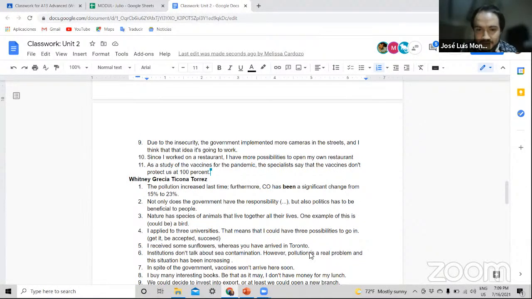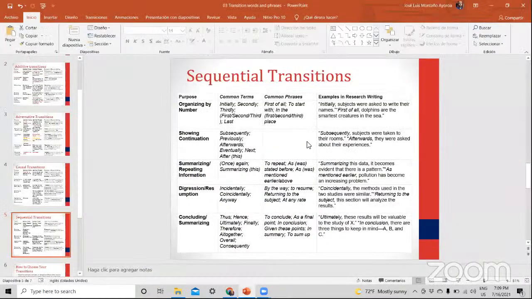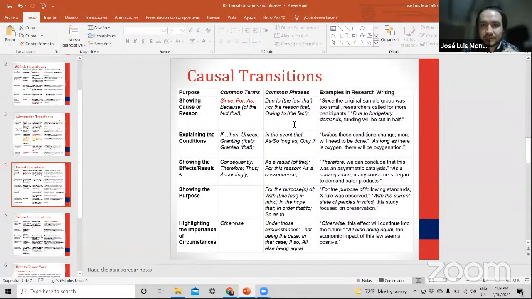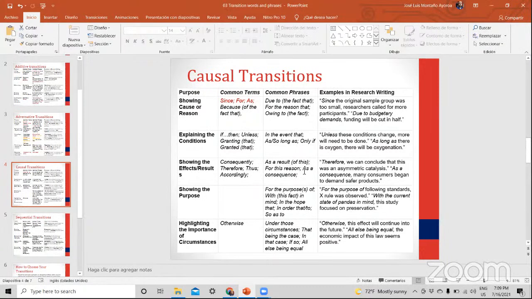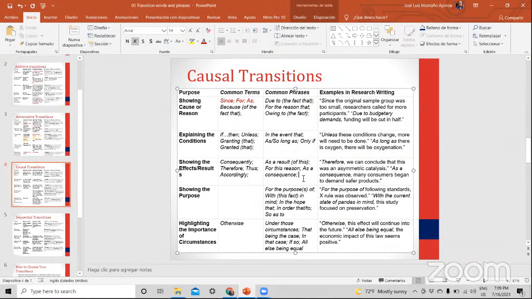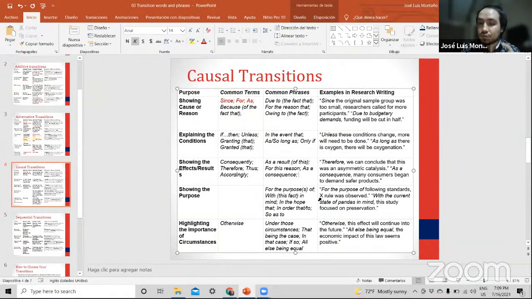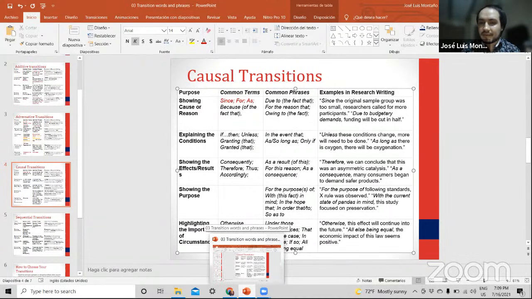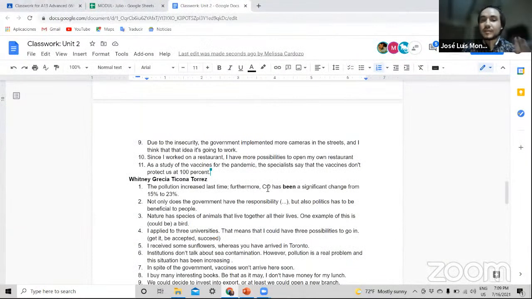In this part, something interesting is happening, Mariana. We were working with causal transitions, right? And I think that the ones that we can use over here are as a result and as a consequence. If we don't use those words, then it's not going to be a causal transition. So you have to choose one of those, Mariana. Perhaps you can choose the first one, and you can say, as a result of the study. If you realize, you're not using that important word.